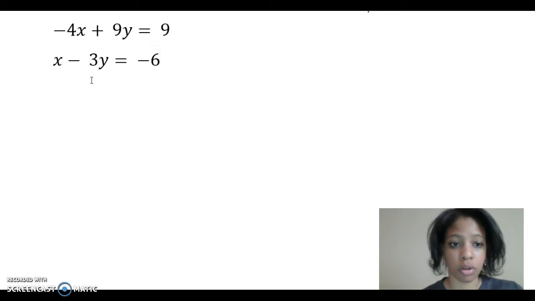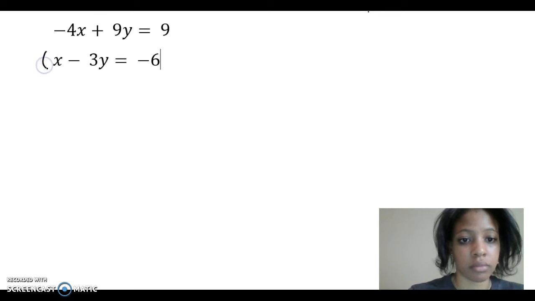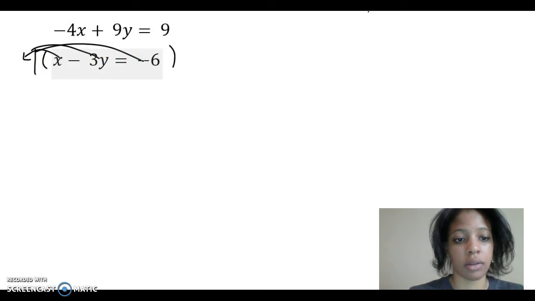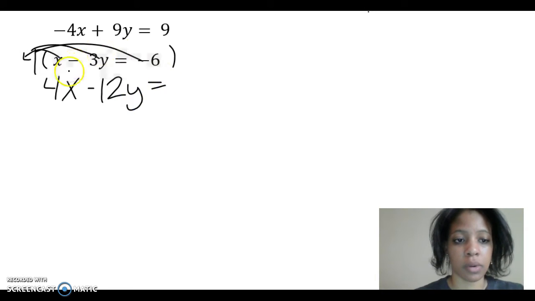So I'm going to multiply the bottom equation by 4. Okay, so I'm going to distribute this 4 to everything. And I'm just rewriting it right underneath. So I would have 4x, and then 4 times negative 3y would be negative 12y, equals, and 4 times negative 6 would be negative 24.